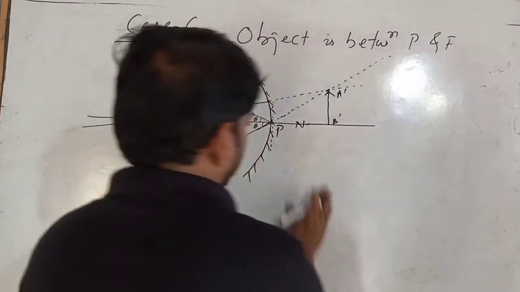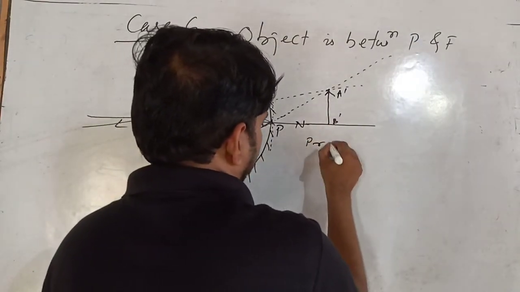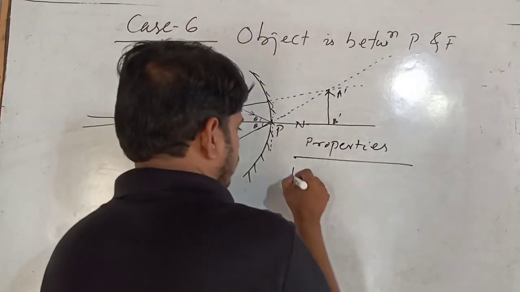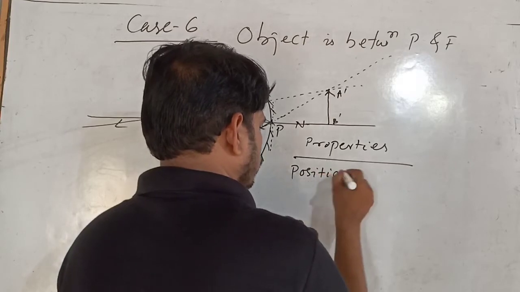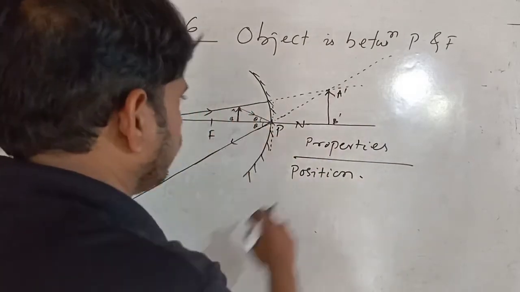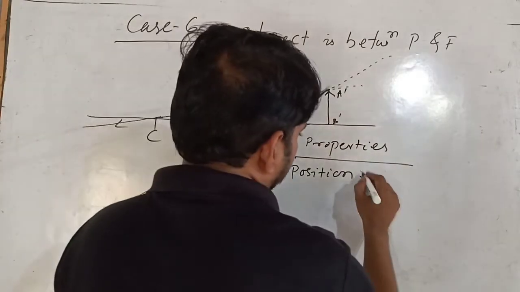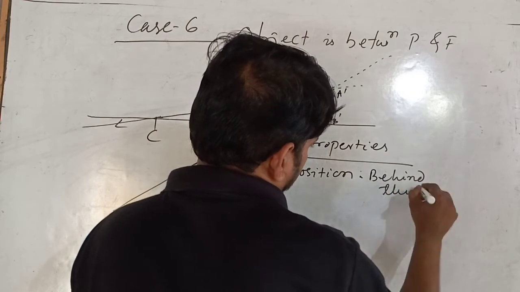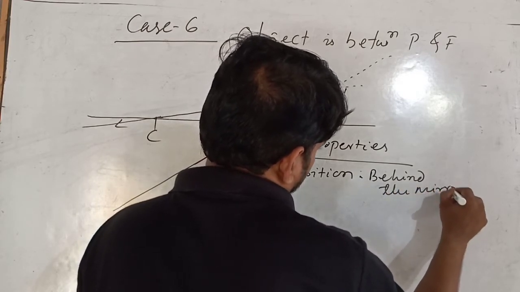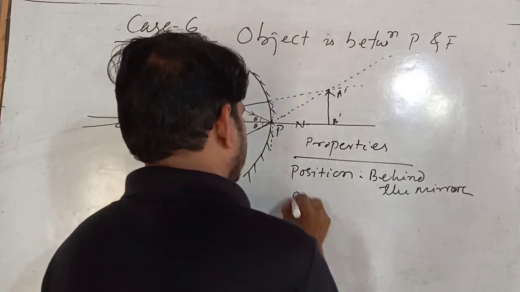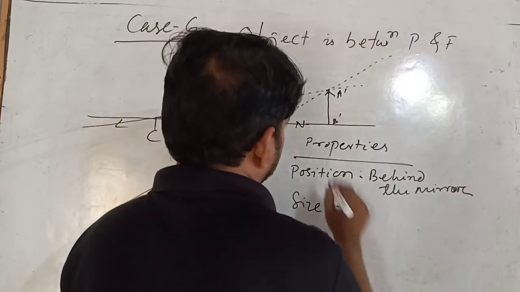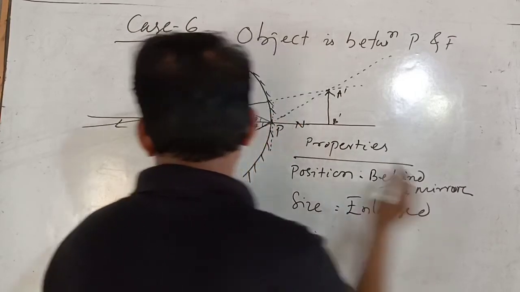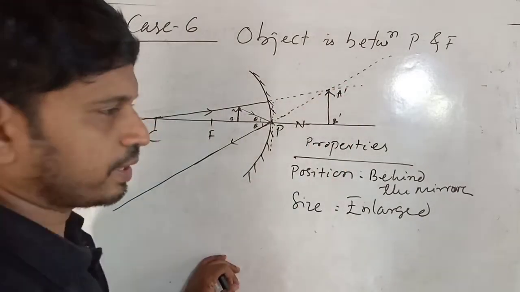So now we can write the properties of the image. Image properties. First is position. What is the position of this image? The object was here and the image is behind the mirror. Size is enlarged. It is bigger than the object, much bigger than the object, so it is enlarged.